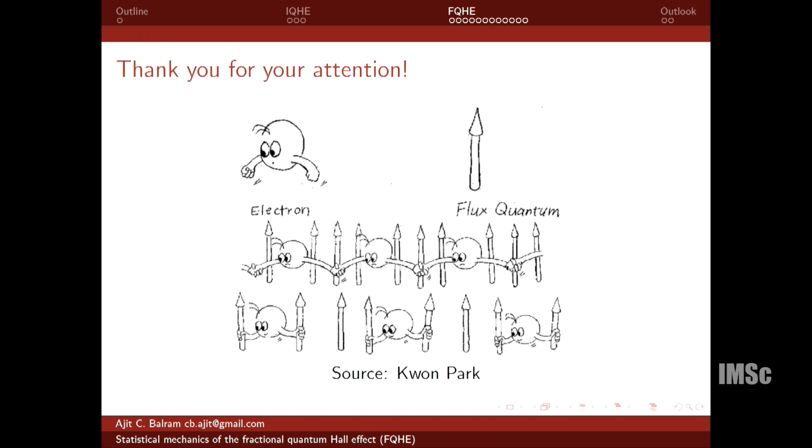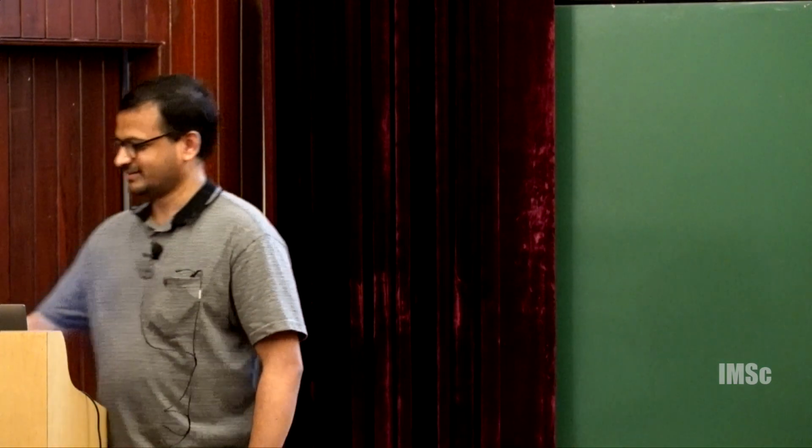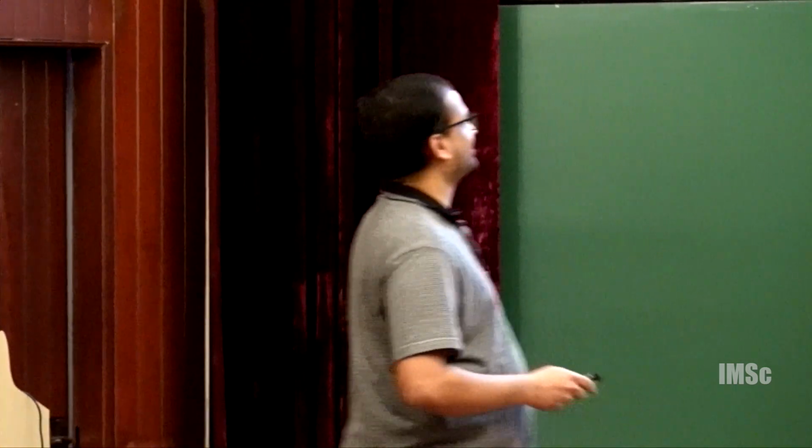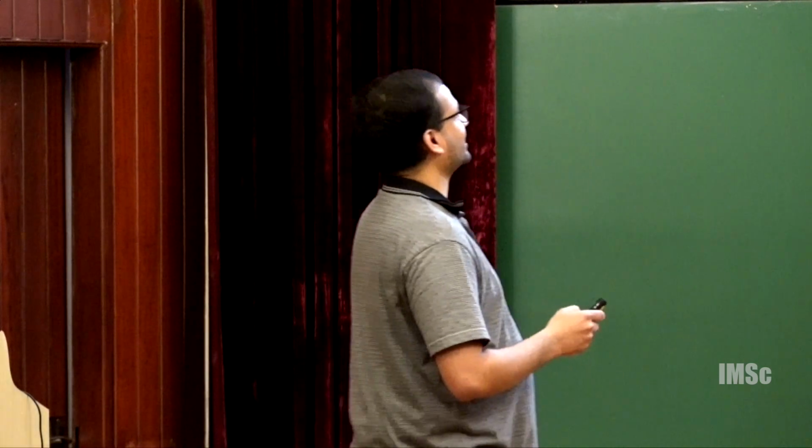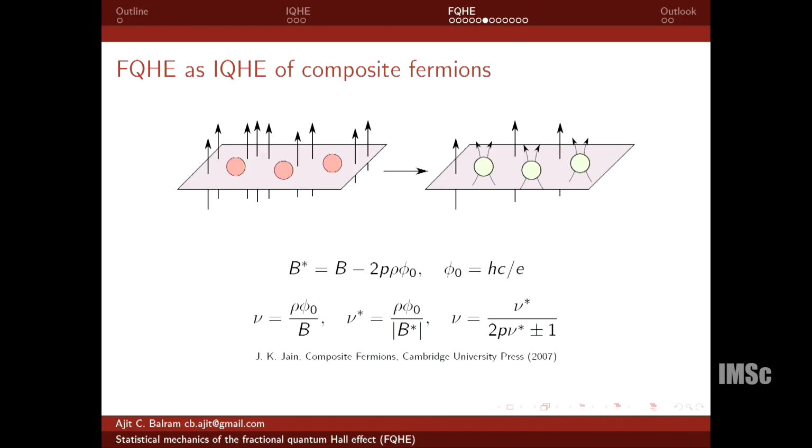So we have time for a couple of questions. Can you explain all the filling factors with this kind of picture, or is there still some mystery left? Okay, that's a great question. You can't explain all the fractions with this kind of picture because you can get only odd denominator fractions of this kind. There are even denominator states that are also observed. For that you need to put in some interactions between composite fermions themselves. That one can do. This is called the Jain sequence, yeah.